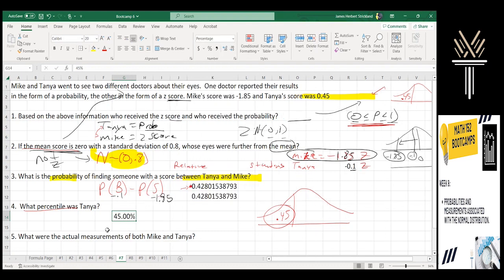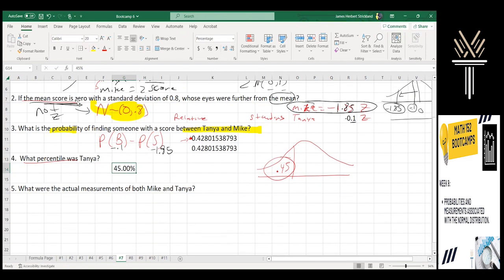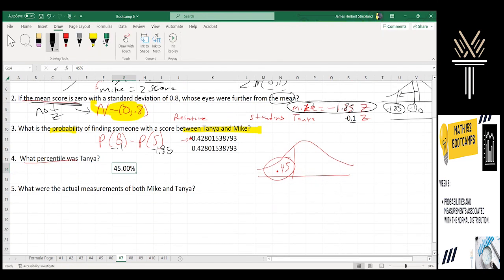And there's your percentile. So 0.45 is the 45th percentile. Not the worst thing in the world. Now, in the last part here, it wants the actual measurements. And just to remind us, we have a z-score for Mike. His z-score was negative 1.85. And we got a probability of less than some number is 0.45. So we said less than because we're assuming it's on the left for Tanya.